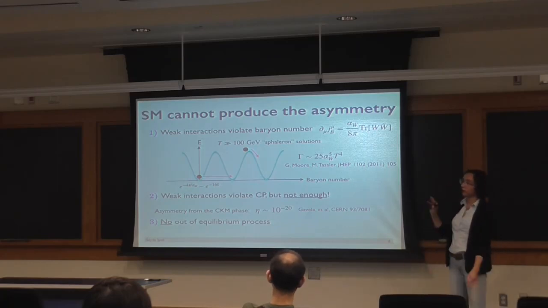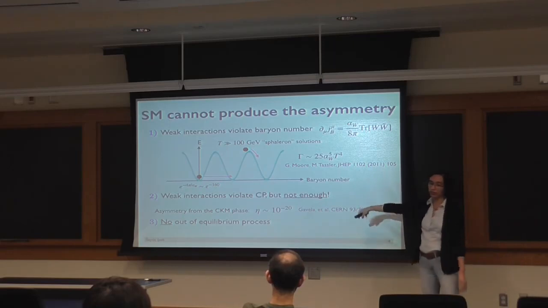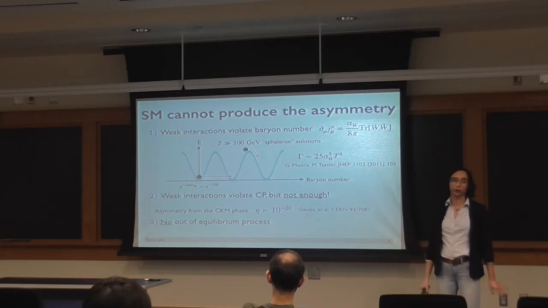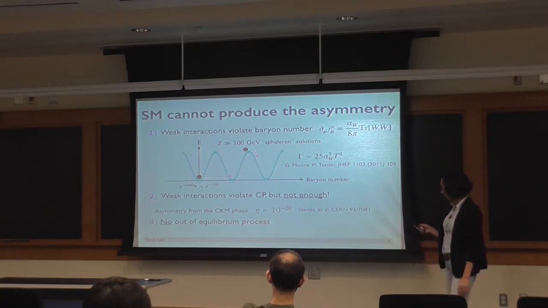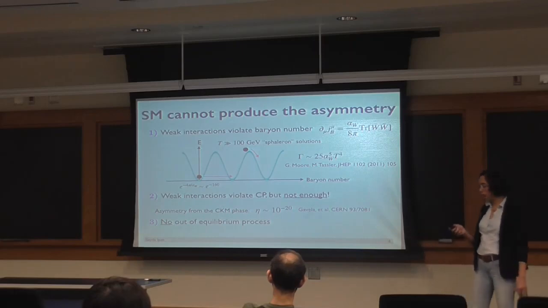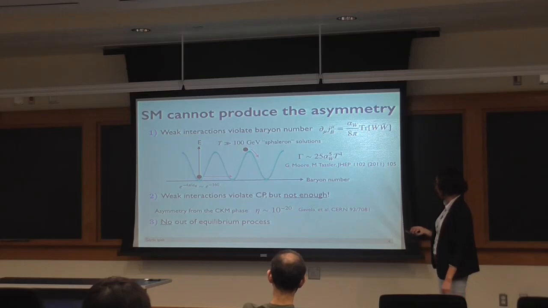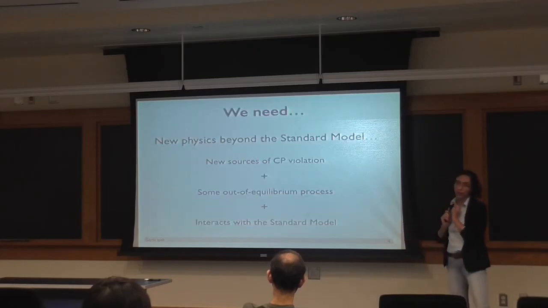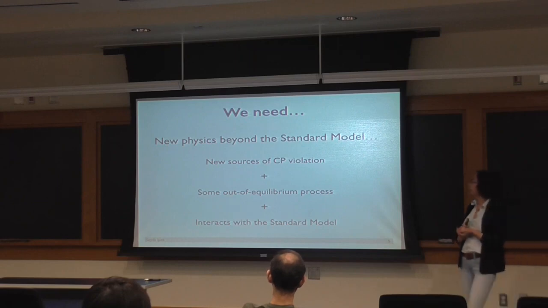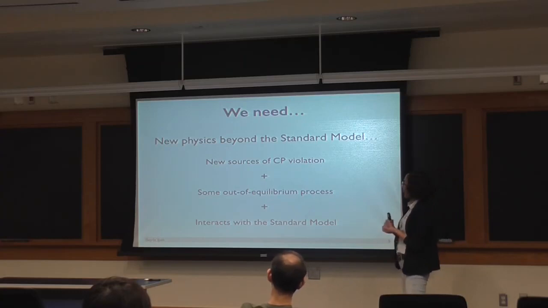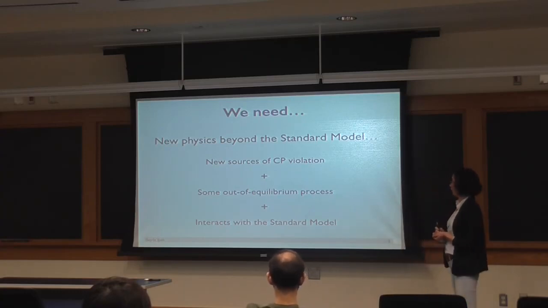So overall, even though the standard model has baryon number violation and some CP violation, it cannot explain the observed baryon asymmetry of the universe. And this is one of the strongest reasons why we need some physics beyond the standard model in order to explain the baryon asymmetry. And we know that this new physics model requires new sources of CP violation, and it requires an out of equilibrium process.